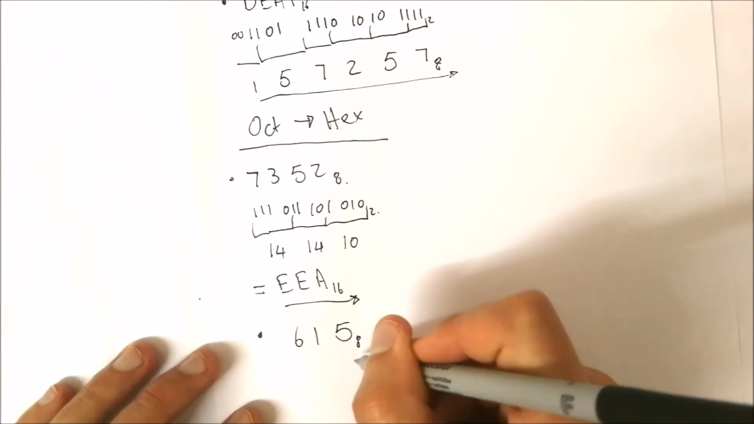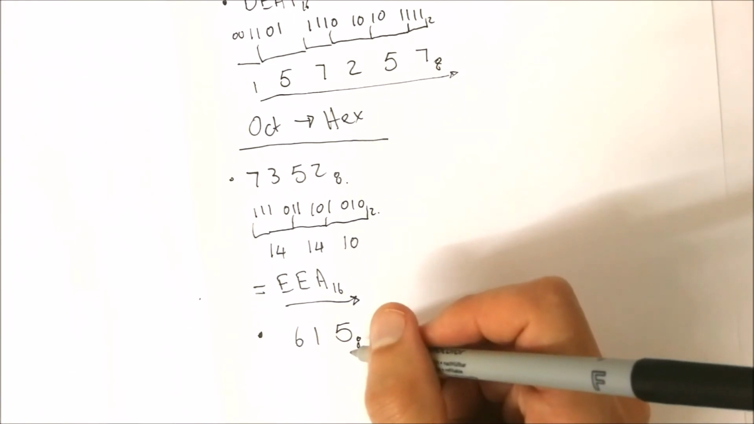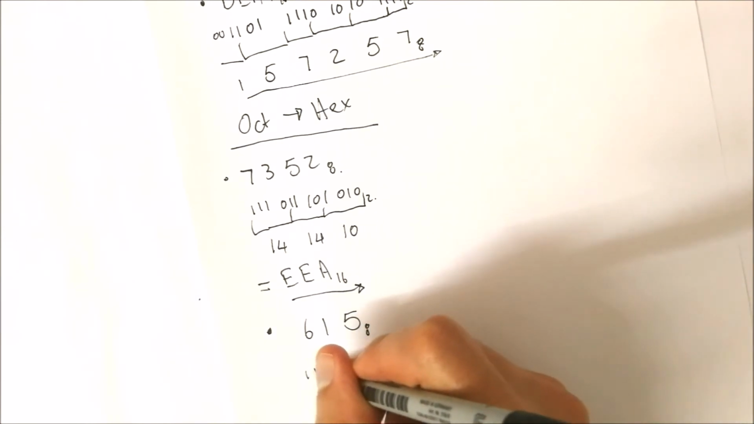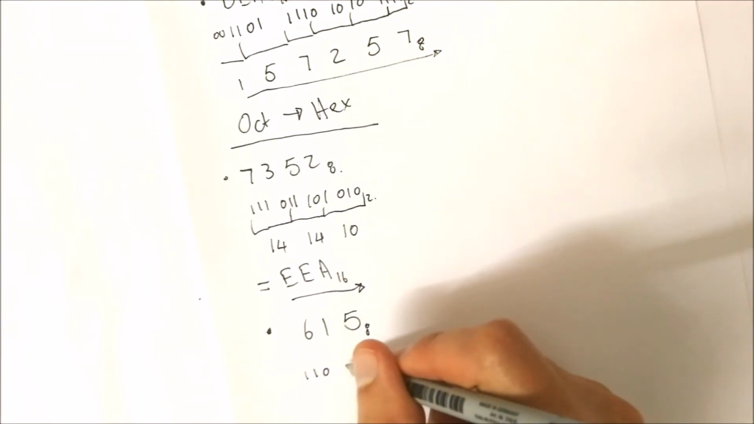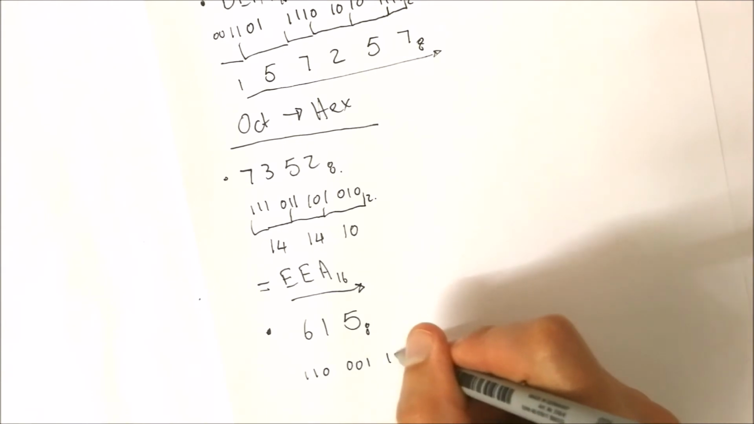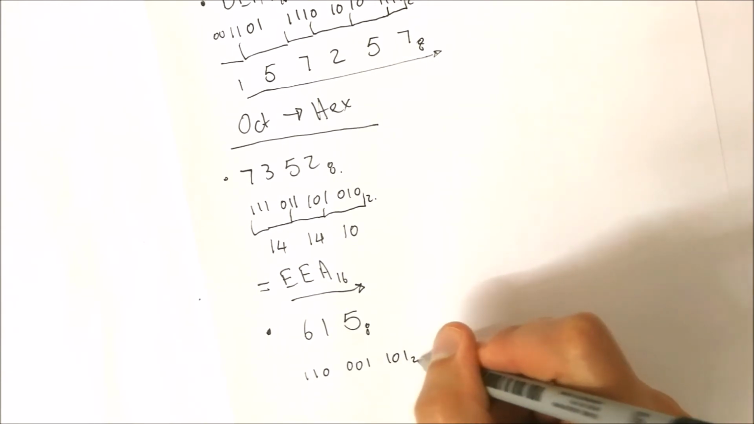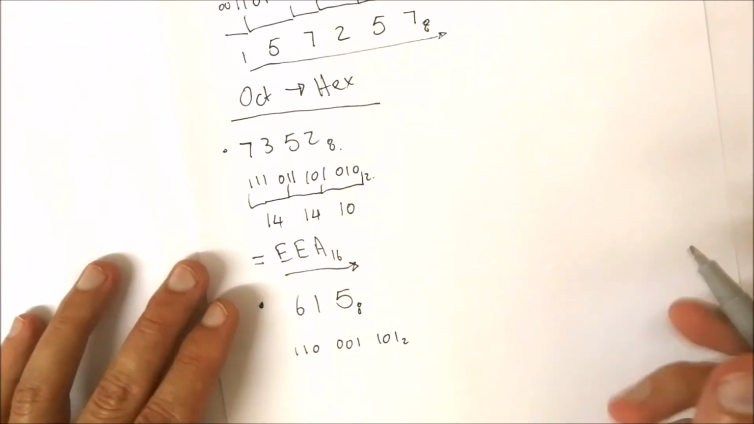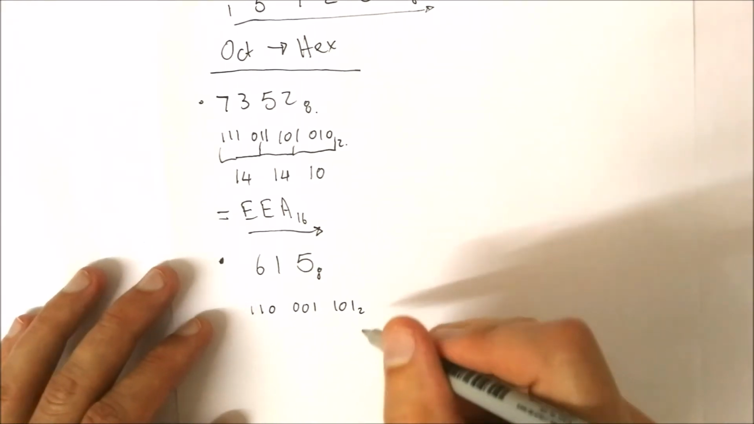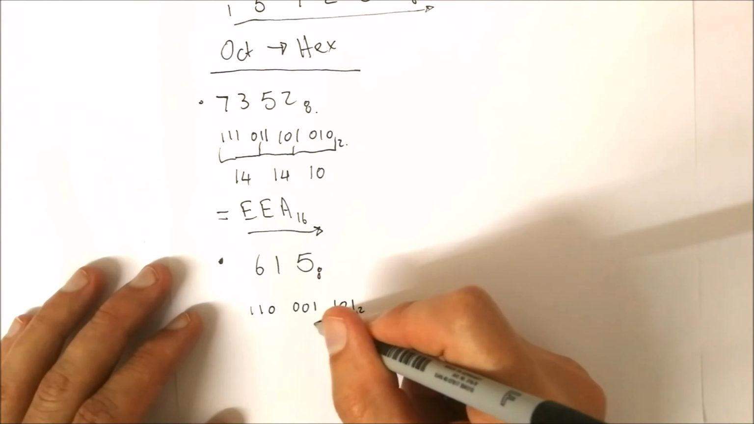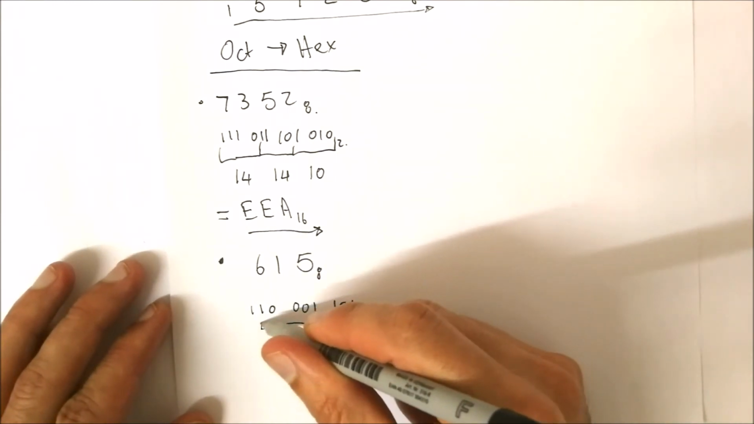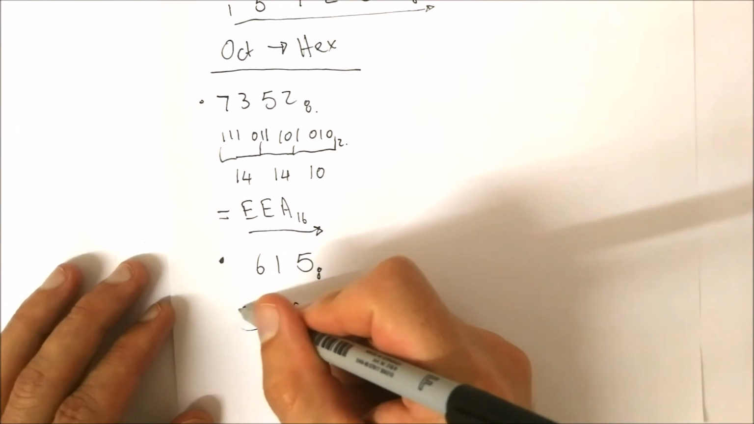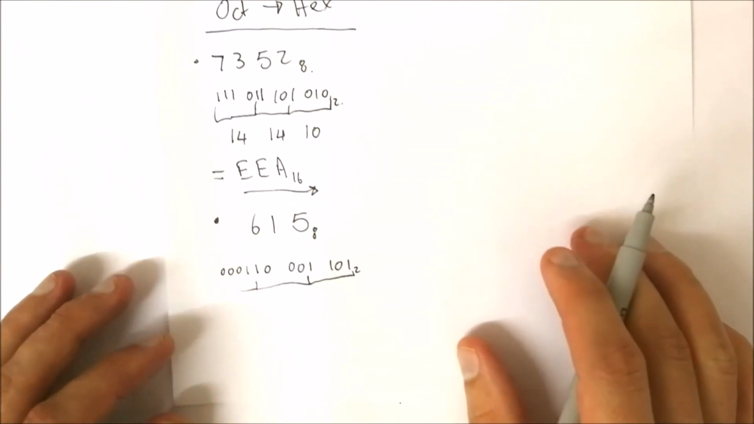It was an octal number. Okay, so 615, when we converted that into binary, we got 110001101. Now again we're going to split it up into sets of 4 bits, starting from the right hand side. So it's going to be 4 bits up to there, 4 bits over there, and then we've got this one on its own, so we're going to add 3 zeros in front of it.